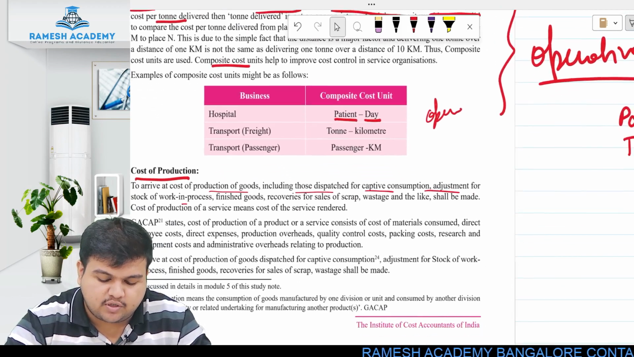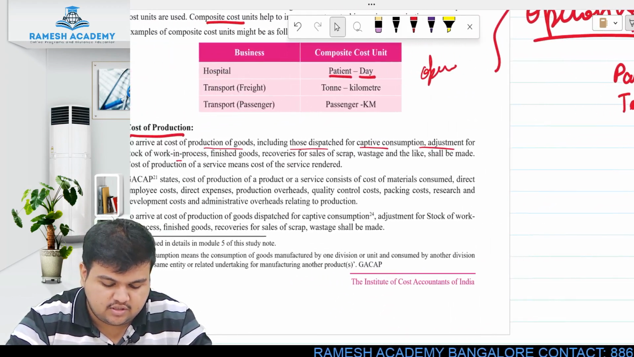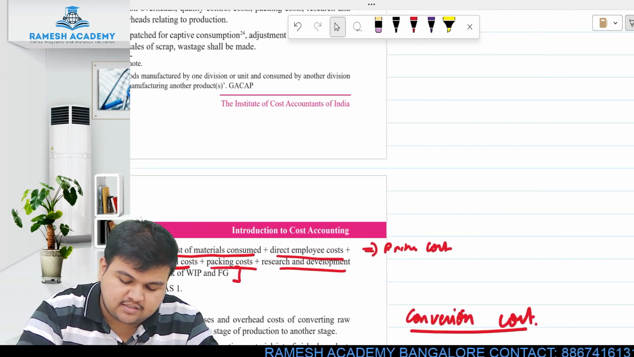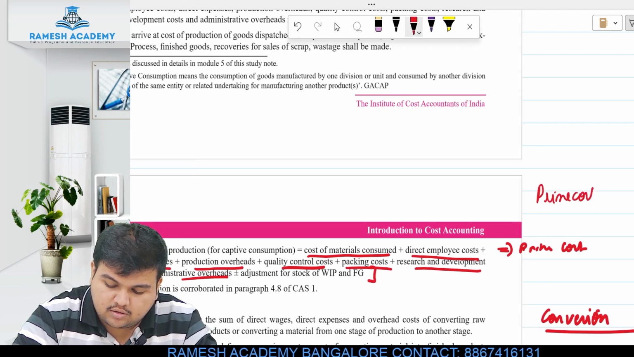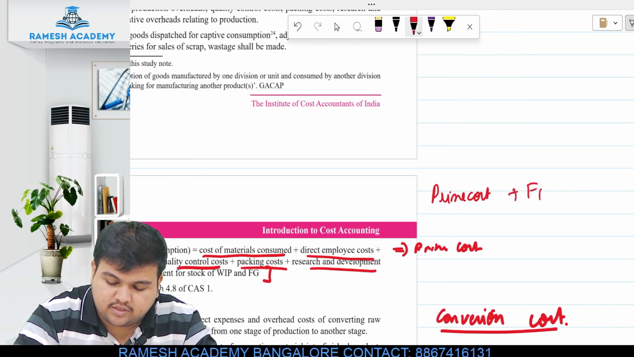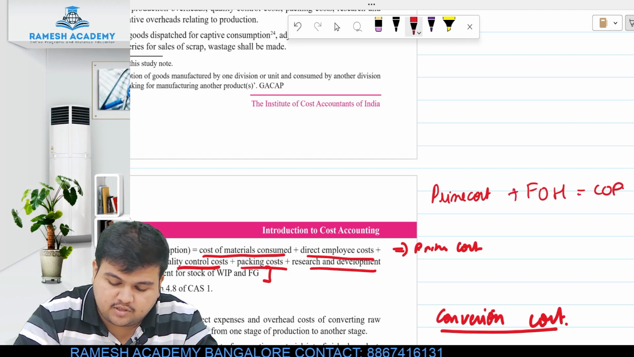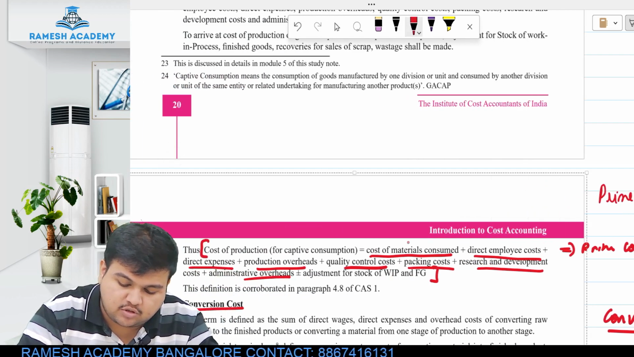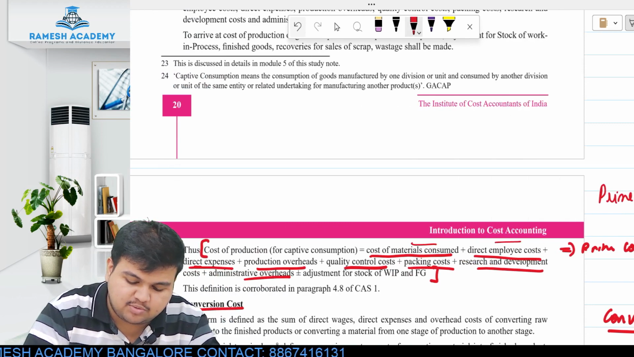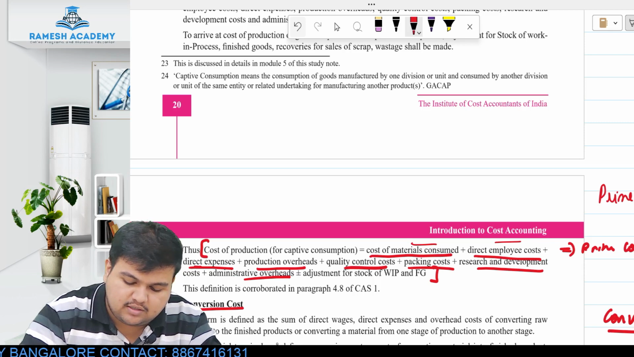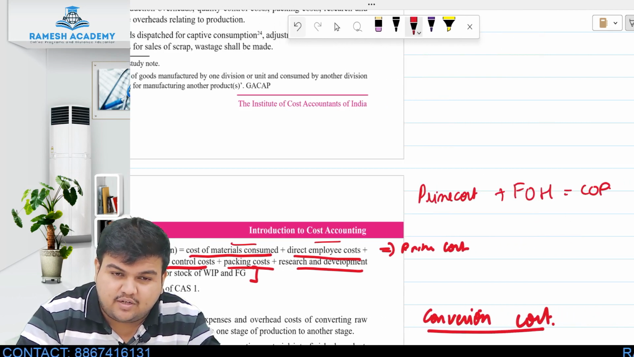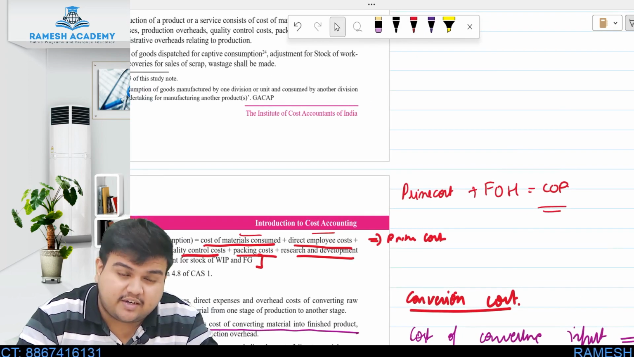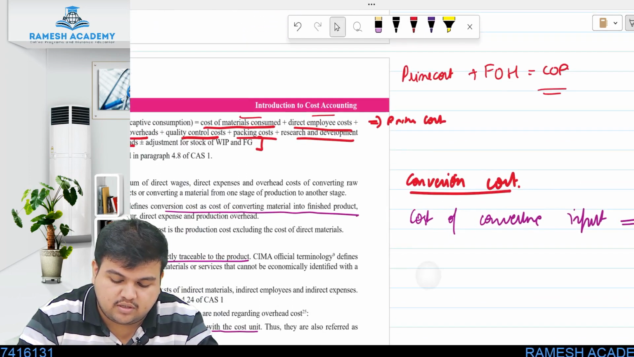Okay, cost of production. Cost of production is one simple equation. Cost of material consumed, that is prime cost, plus factory overhead is cost of production. Prime cost is cost of material consumed, direct employee cost, and direct expenses. This is production overhead, quality control. Factory overhead, or production overhead, plus prime cost is cost of production.